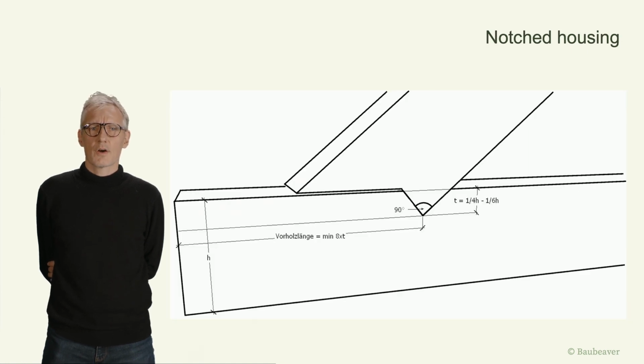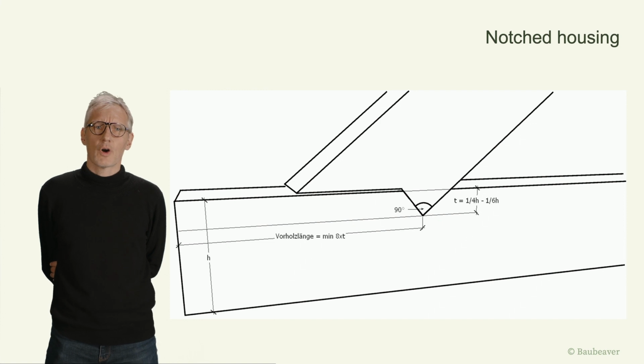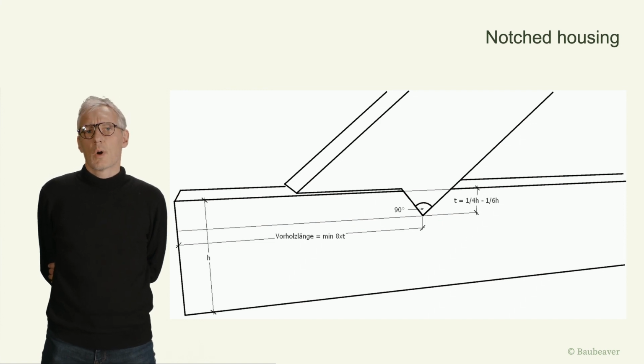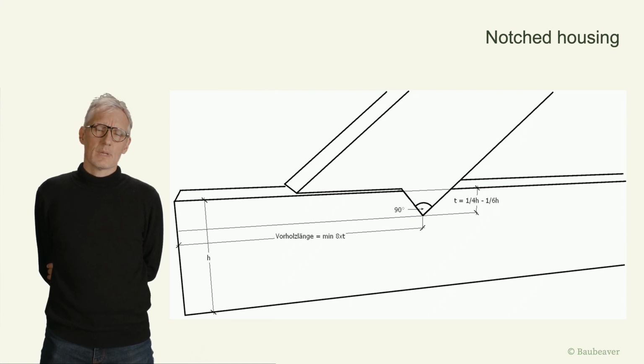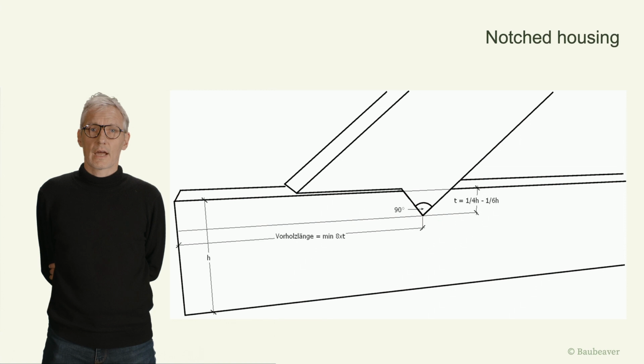A notched housing should have a depth of 1/4 or 1/6 of the beam height. The beam projection requires a length of 8 times the depth of the notch, or at least 20 centimeters. Furthermore, a gap of 3 to 5 mm has to be included.